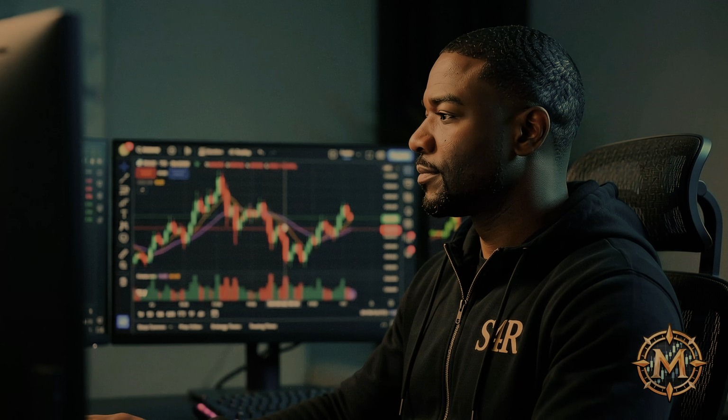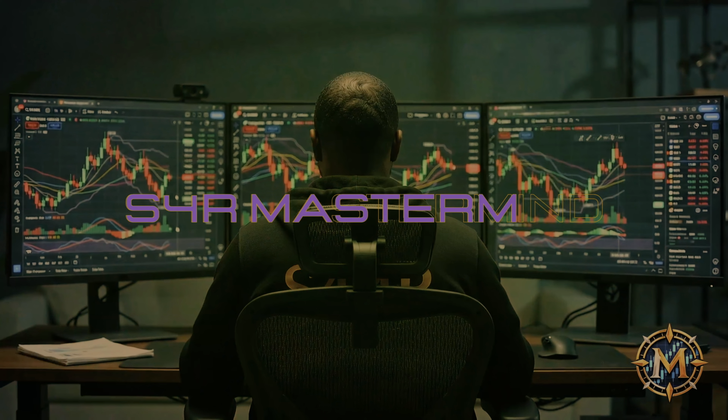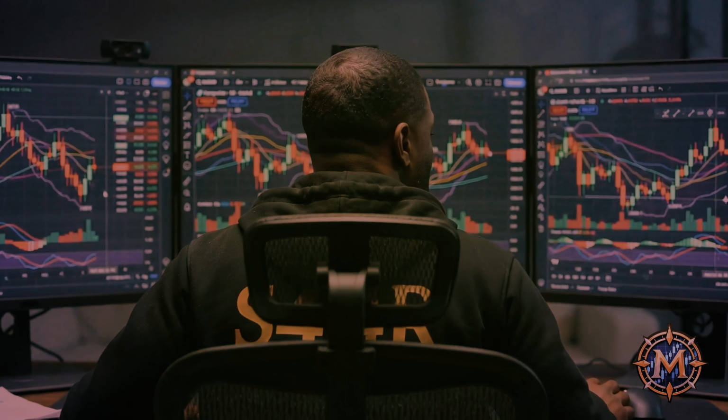I built this tool, this indicator, because I was tired of running 5 tools at the same time. That's the S4R Mastermind Indicator. I'll show you what it does.